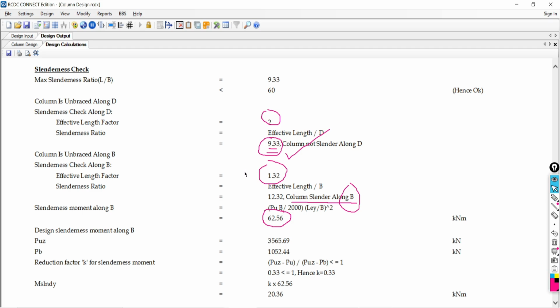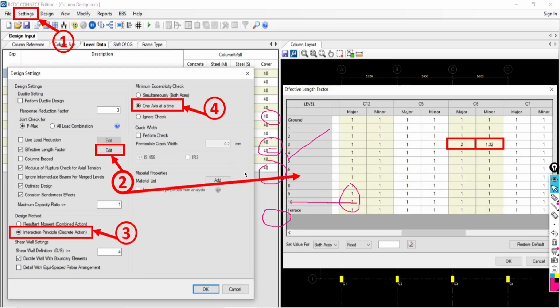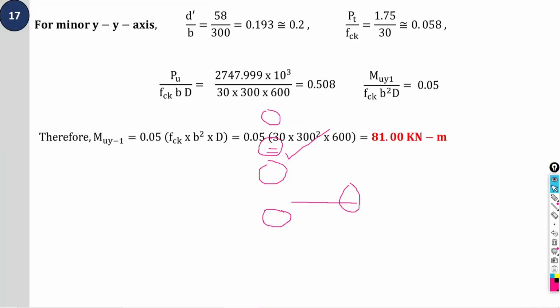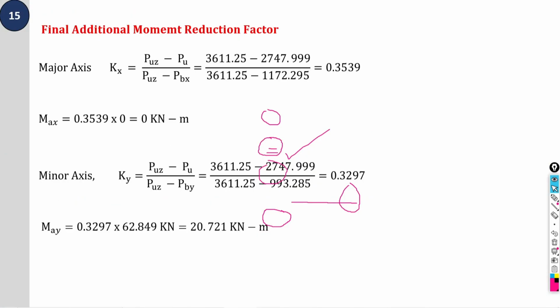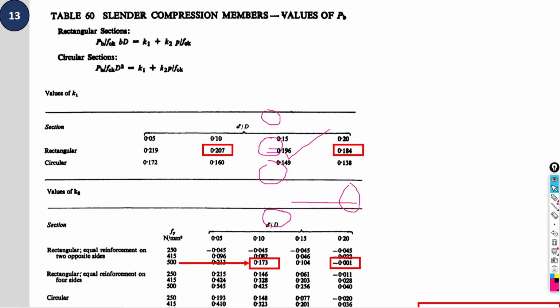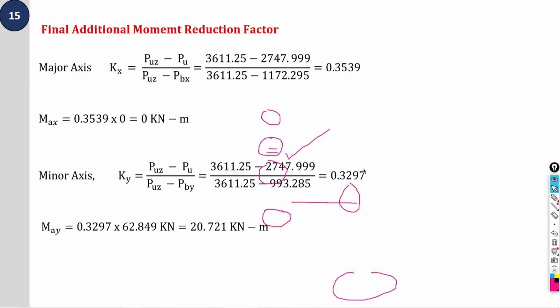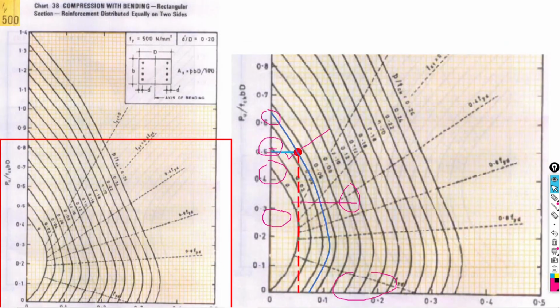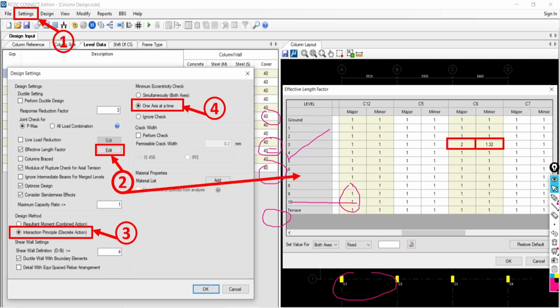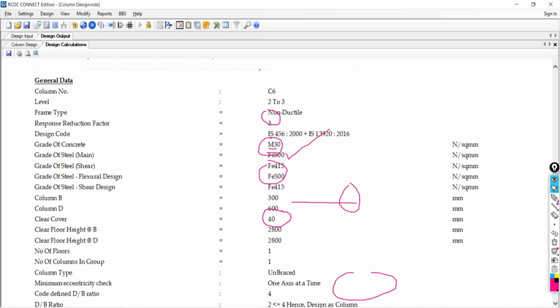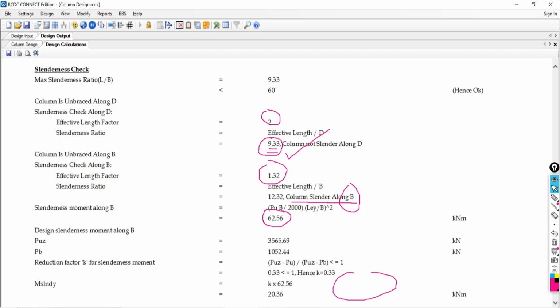And my dear friend, if you check our manual calculation, we have also calculated the additional moment. Let me show you. RCDC is calculating 62.56, and we have calculated 62.849. So both are matching. Even your RCDC is doing the same approach and the same calculation. Your RCDC is not wrong up to this level.